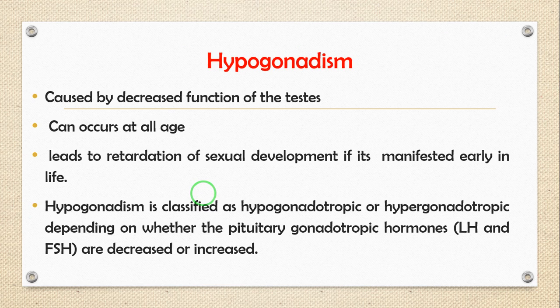Hypogonadism generally is the decreased function of the testis. We can classify it as hypogonadotropic hypogonadism or hypergonadotropic hypogonadism. This classification depends on where the defect that leads to hypogonadism is, whether it is in the testis itself or in the higher center, that means the pituitary and the hypothalamus. What is the danger of hypogonadism? First, it can occur at all ages. Second, if it occurs early in life, it leads to retardation or regression of the sexual development.